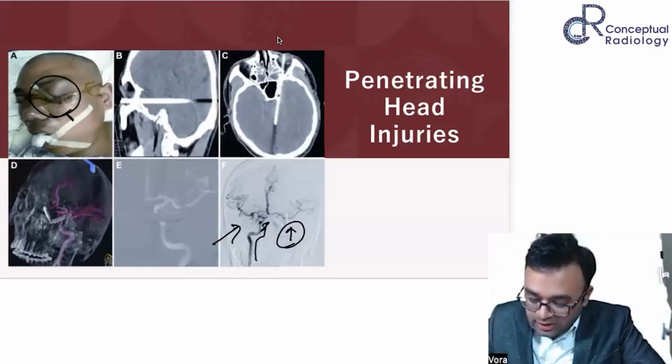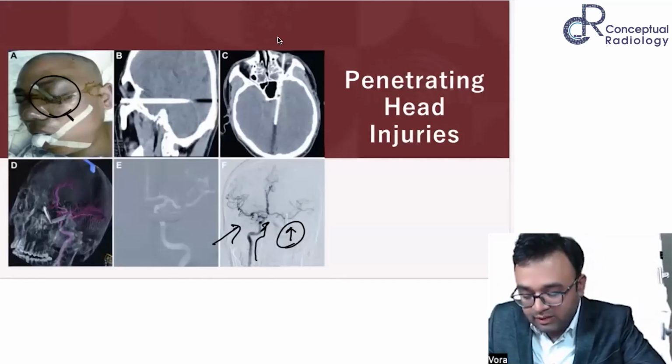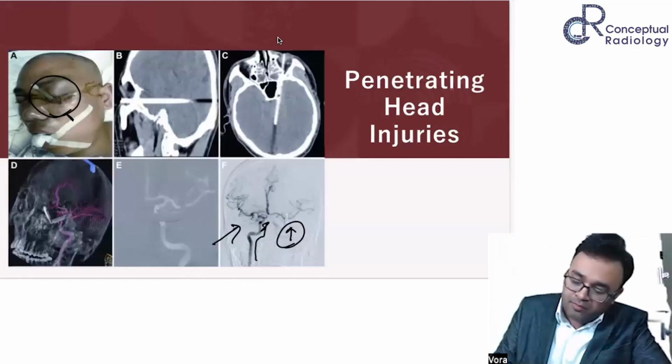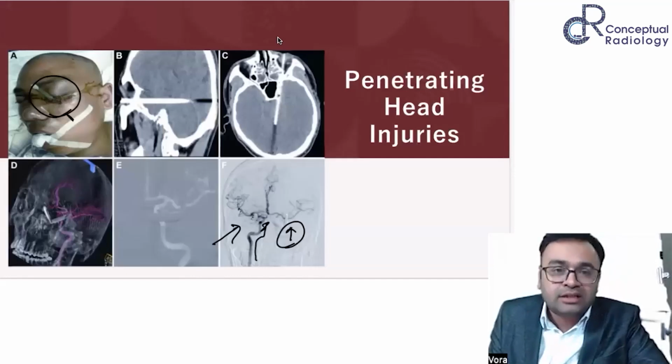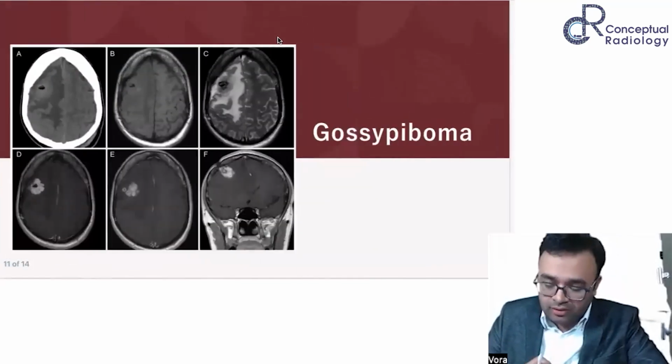So in this DSA, you can see that the run from the right side ICA is filling the ACA on both sides, and it is even spilling over to the contralateral MCA. So this is very, very important in penetrating head injury, where we need digital subtraction imaging apart from the CT head also.